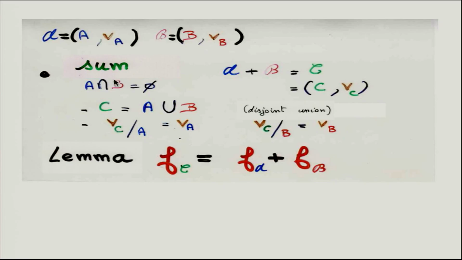You can define the sum of two objects. If you have two classes A and B satisfying the condition star, then the sum is a disjoint union, and it corresponds to the sum of generating functions. Disjoint union, so this is very easy to see.